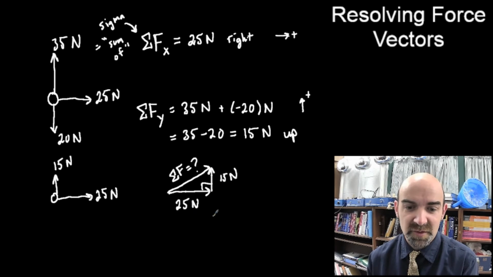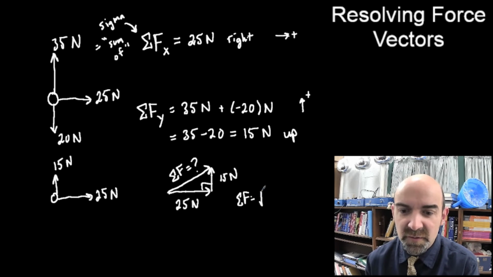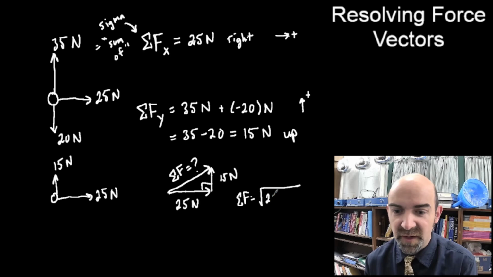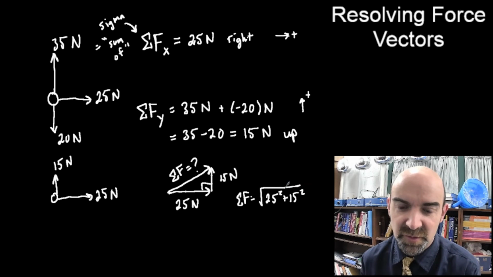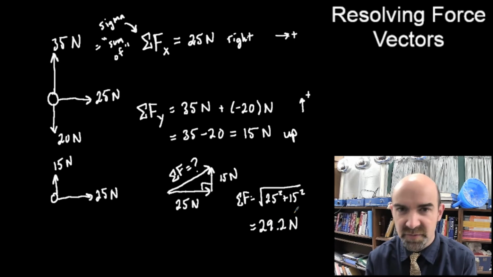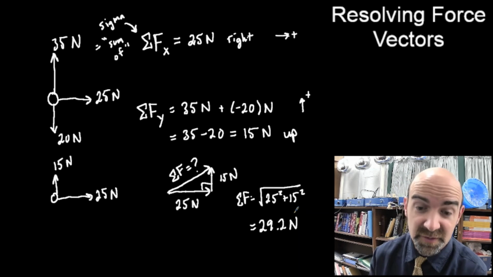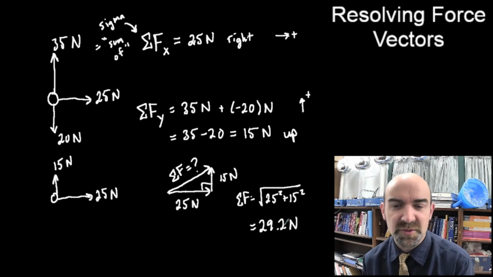And to do that, we need to apply the Pythagorean Theorem. That sum of the forces is going to be the square root of 25 squared plus 15 squared. And that's the step you're going to see in the example in your paper. If you go and calculate it, that'll be 29.2 newtons. Go and try that out now. Make sure you've got all that calculation correct, okay? So 29.2 newtons.